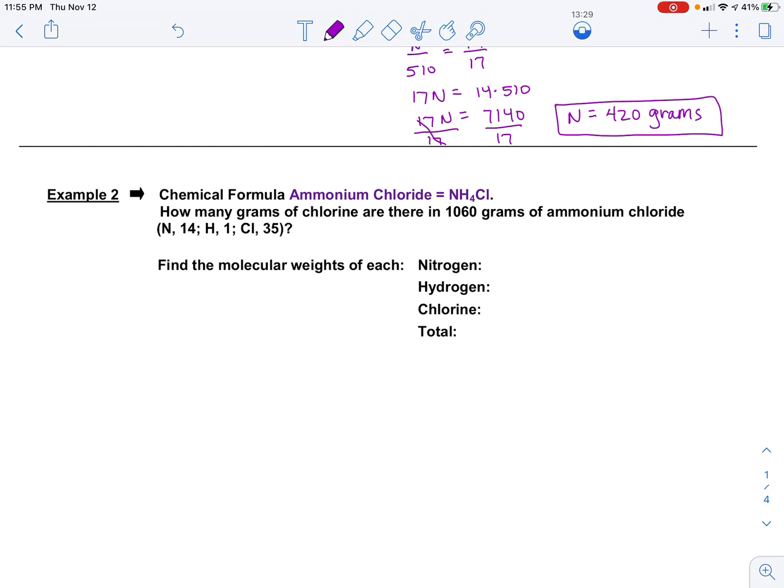We have a chemical formula for ammonium chloride, and that is written as NH4Cl. The N is your nitrogen, the H is your hydrogen, and there are 4 parts of that, and then there is 1 part of chlorine. Now we do notice here we're given our atomic weights for this.